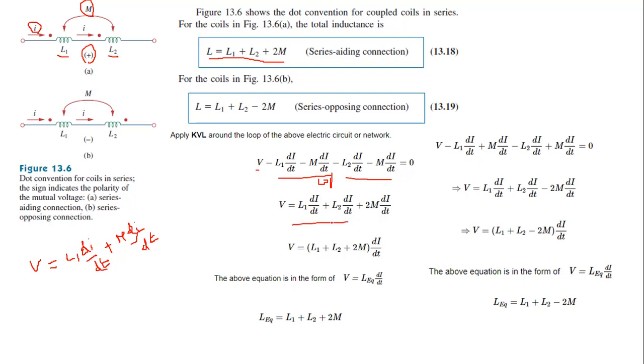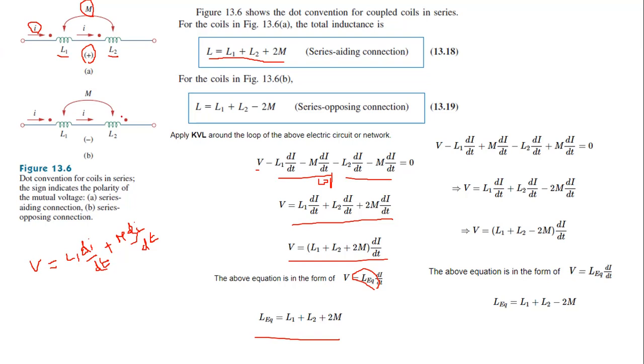So if we simplify this, we will get V is equal to L1 plus L2 plus 2M into di by dt. If you compare with the general equation, we can say that L equivalent is equal to L1 plus L2 plus 2M. So this is for series aiding connection. Next is for series opposing connection.